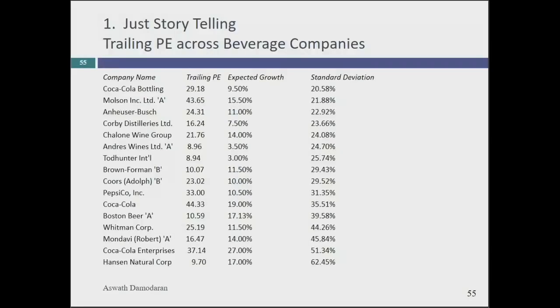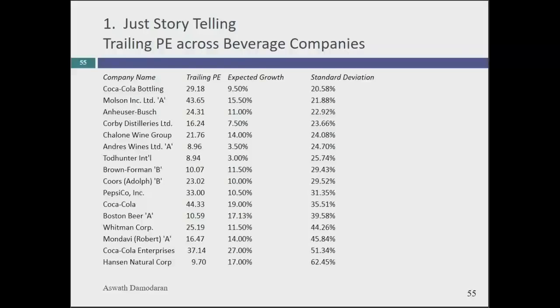What do you see for Andre Wine? They have the lowest PE, but they also have the lowest growth rate. Okay. I could try to tell you a story, but Andre Wine had a low growth rate. Hansen actually looks good, so we'll hold off on Hansen. Andre Wine and Todd Hunter have really low growth rates. Hansen looks intriguing. It has low PE and a high growth rate. Hold on to that thought because I'm not ready. It takes care of the growth rate.